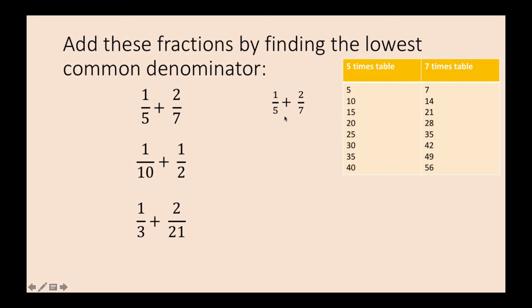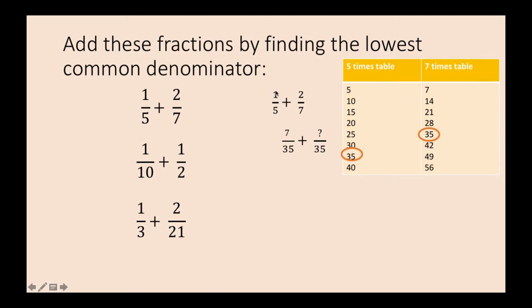So what number appears in both the 5 and 7 times table? And as you can see, it's 35. 35 is in both of those, and that's the smallest one. Okay, so I'm going to put 35 on the bottom of both of my fractions. Then I think, what did I do to 5 to get 35? And I just count how many. 1, 2, 3, 4, 5, 6, 7. I multiplied by 7, which means I now need to multiply this by 7.